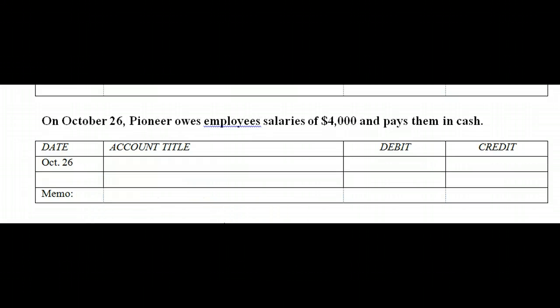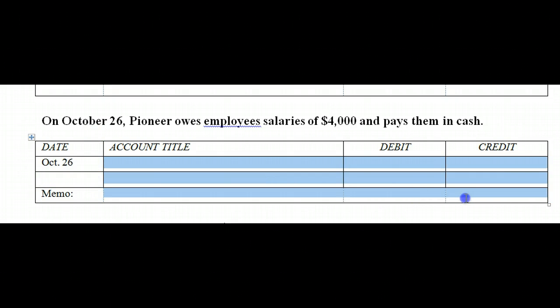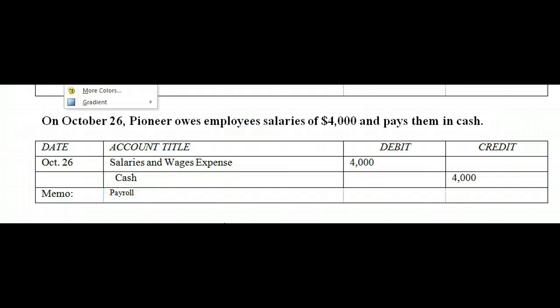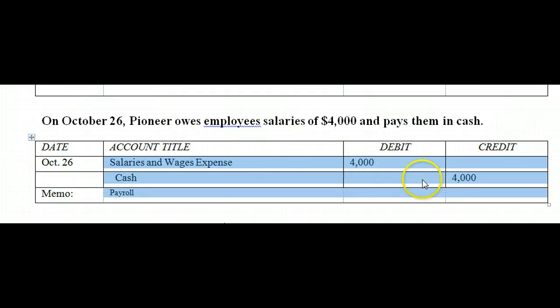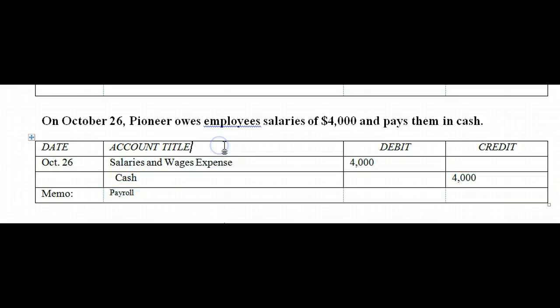On October 26th, we owe our employees $4,000 in salaries and wages, and we pay them in cash. Expense or debits. So we're going to debit salaries and wage expense for the $4,000 and credit cash for $4,000. So it makes sense we would debit wages and salaries and wages expense. Cash is an asset. It increases with debits and decreases with credit.